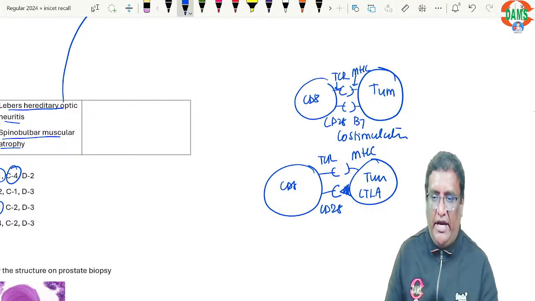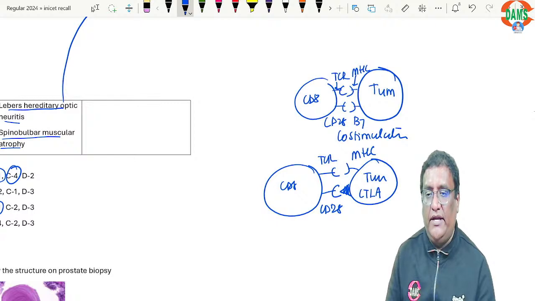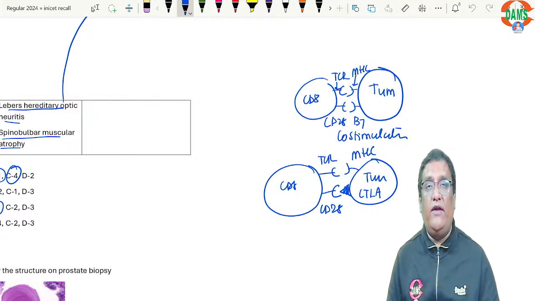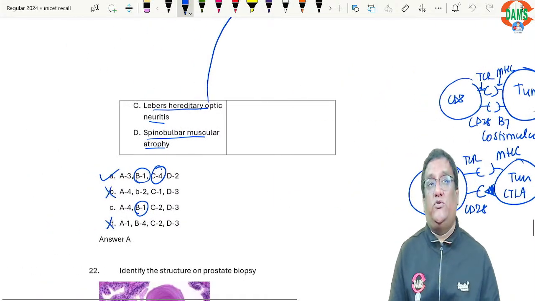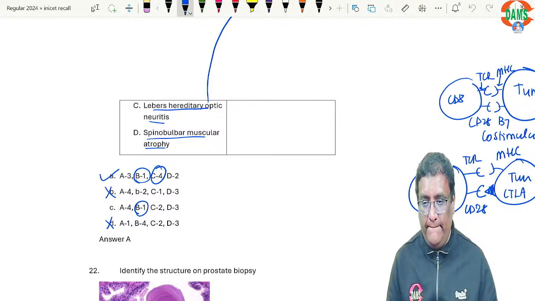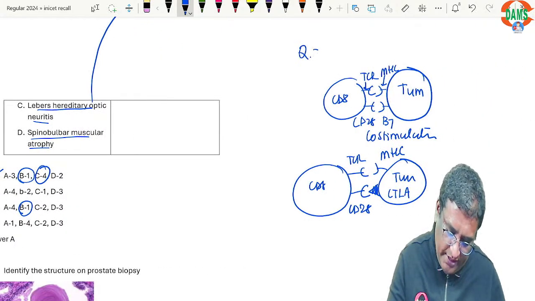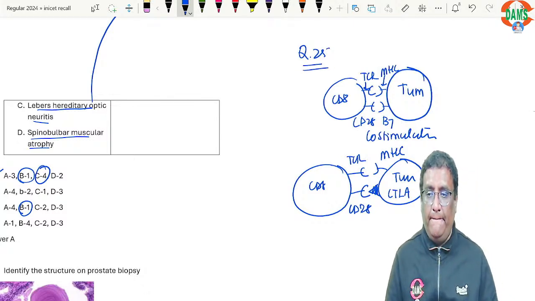The mechanism of conversion of a naive cell into an active CD8 cell is by CD28. CD40 is required for the class switch. Okay, I will add this question as well. So this is question 25. I'll write it here. I have got only 24. This was the question.